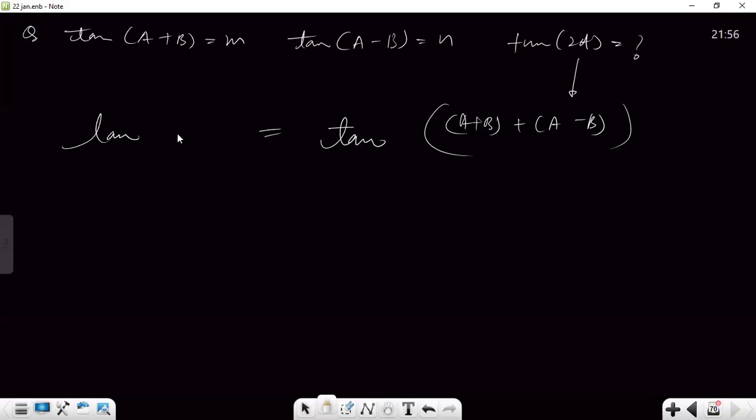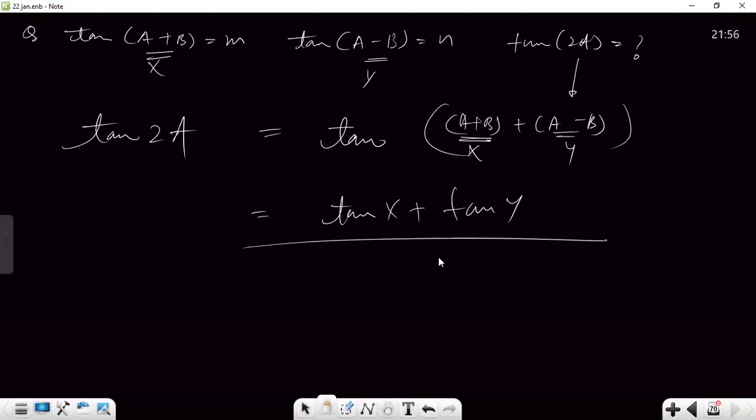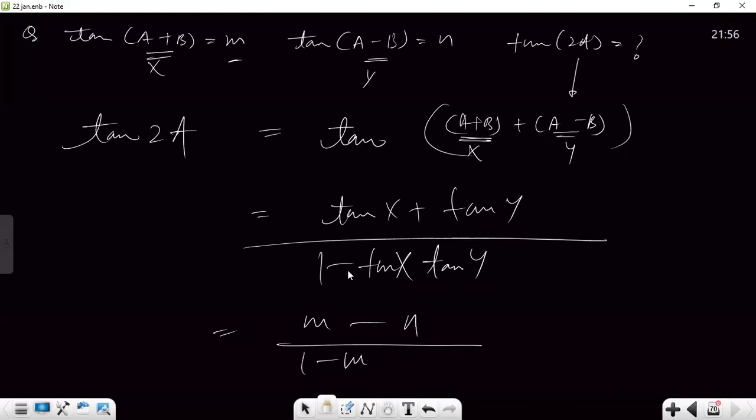So tan of 2a can be written as tan of a plus b plus a minus b. Let's call the first one x and the second one y. So tan of x plus y can be written as tan x plus tan y divided by 1 minus tan x into tan y. Tan x is given as m, tan y is n, divided by 1 minus m into n. So the answer is m plus n divided by 1 minus mn.